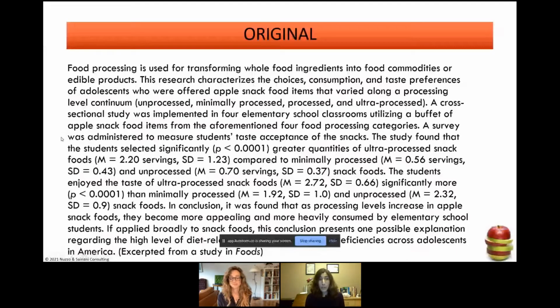The survey was administered to measure students' taste acceptance of the snacks. The study found that students selected significantly greater quantities of ultra-processed snack foods compared to minimally processed and unprocessed snack foods. The students enjoyed the taste of ultra-processed snack foods significantly more than minimally processed and unprocessed snack foods. In conclusion, it was found that as processing levels increase in Apple snack foods, they become more appealing and more heavily consumed by elementary school students. If applied broadly to snack foods, this conclusion presents one possible explanation regarding the high level of diet-related diseases and nutrient deficiencies across adolescents in America.